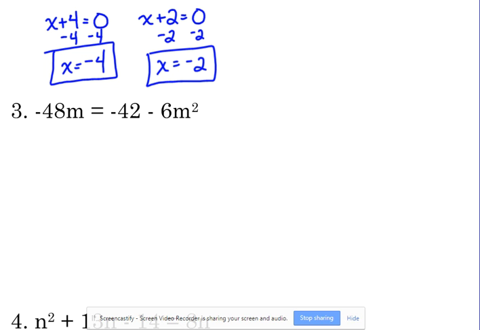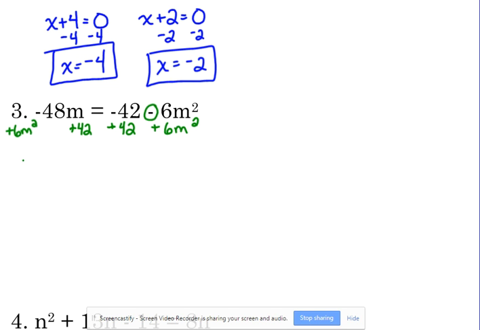Okay, let's look at number 3. Number 3 looks a little weird. Okay, my suggestion on number 3 is to move everything to the left side. I know that means moving 2 terms, but I don't like dealing with negative quadratic terms. Okay, I don't like when the negative is in front of the squared term. So I'm going to do whatever I can to get rid of that without having to deal with the GCF. So that means I'm going to add 42, and I'm going to add 6m squared to both sides. And I'm going to write it in standard form. Okay, I'm going to make sure that I write it in standard form.